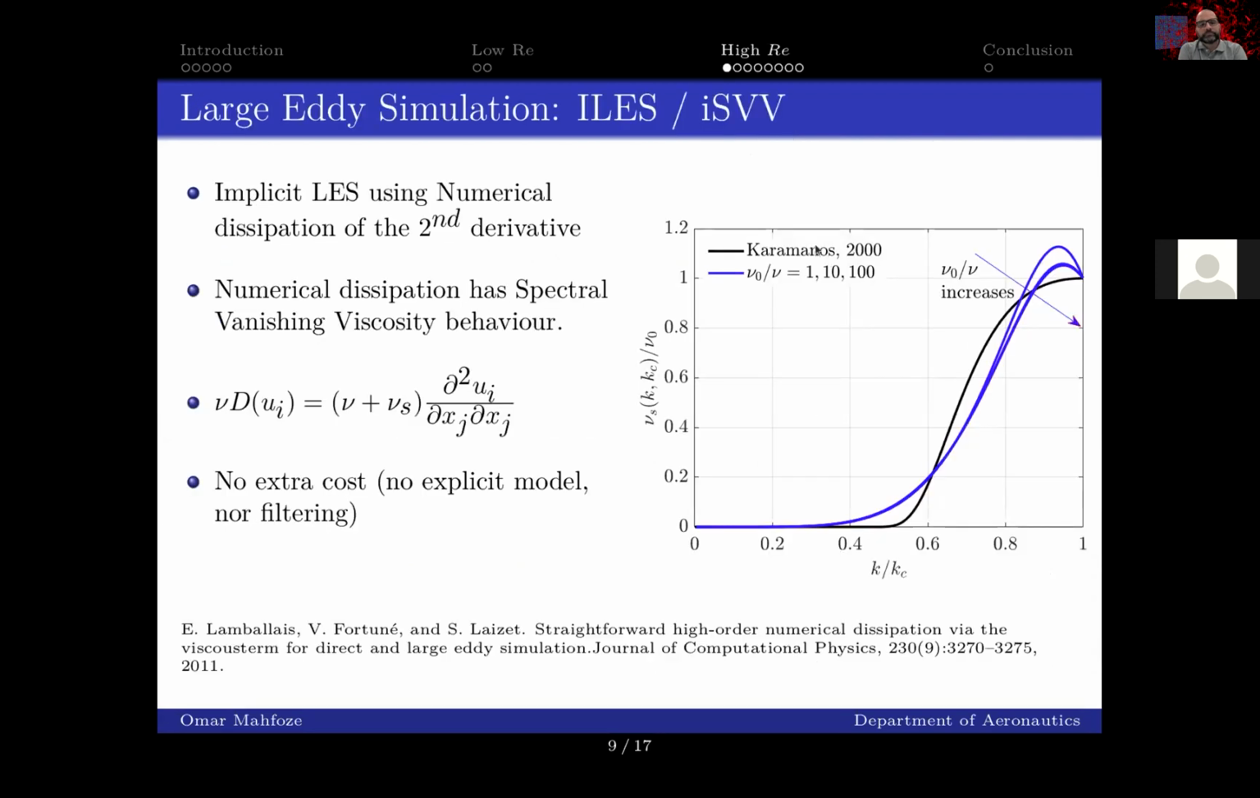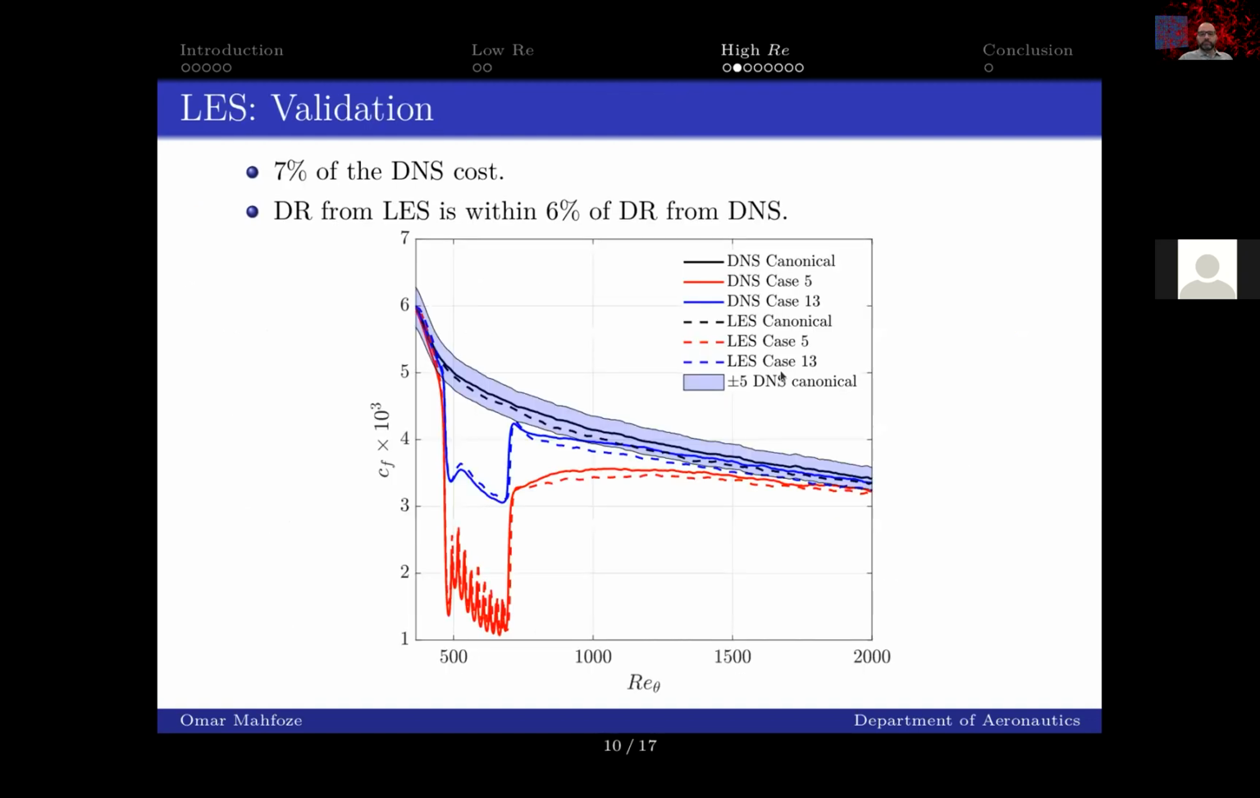So to do the large Reynolds number boundary layer, we used implicit large eddy simulation, which was introduced by Lamballais, where the numerical dissipation can be controlled in a way that mimics the spectral vanishing viscosity. This is the spectral viscosity that we add implicitly to the flow, the red curve, and the black curve is the explicit spectral vanishing viscosity from the literature. They are quite similar. We apply the spectral vanishing viscosity to the higher wave numbers. So thanks to the ILES, now we can double our grid size and the time step.